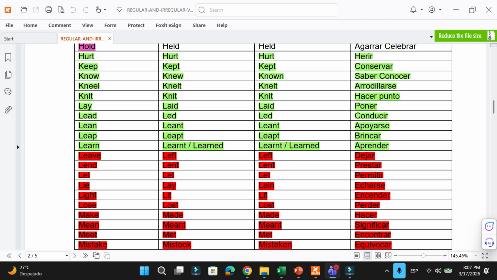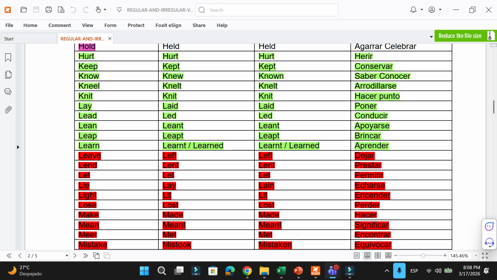Okay, so we have hurt, hurt, hurt; keep, kept, kept; know, knew, known; kneel, knelt, knelt; knit, knit, knit; lay, laid, laid; lead, led, led; lean, leaned or leant; leap, leaped or leapt; and learn, learned or learnt. So the difference here is in the ending sound. Here we have a T sound, learnt. Here we have a D sound, learned.